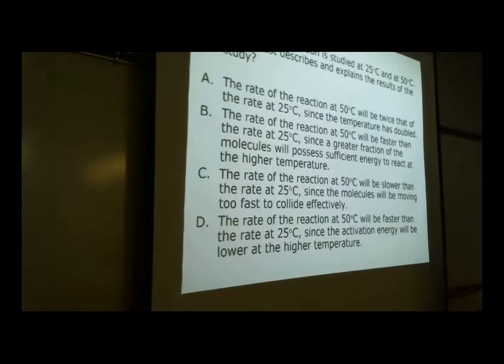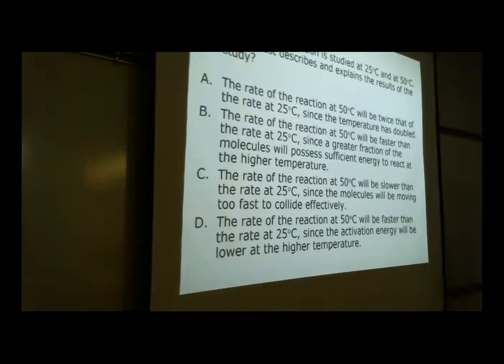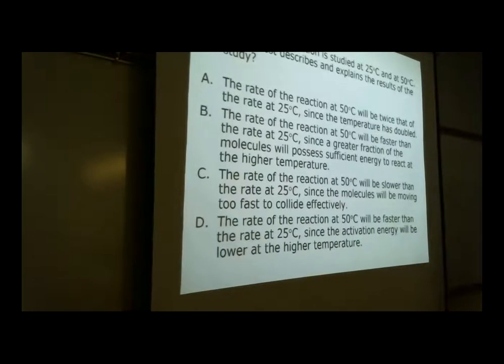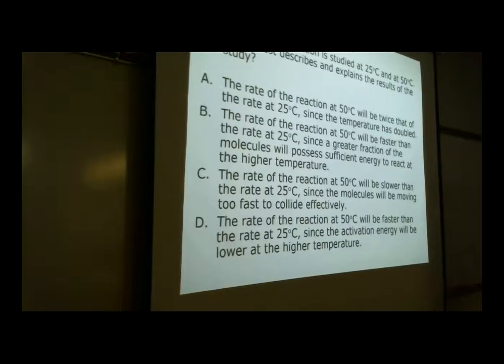Okay, this one's got a lot of reading, so we're going to summarize it. Kinetics is studied at 25 and then again at 50. Which would explain the results? Rate at 50 will be twice that at 25 because we doubled the temperature. Rate at 50 will be faster than 25 because more molecules have sufficient energy to react. Rate at 50 will be slower than at 25 because molecules will be moving too fast to collide effectively. Or rate at 50 will be faster than 25 since activation energy is lower when you increase the temperature.